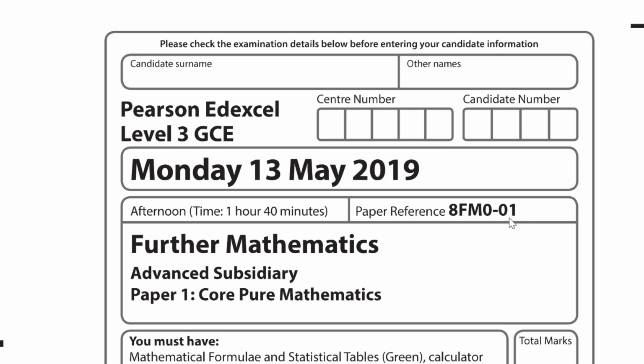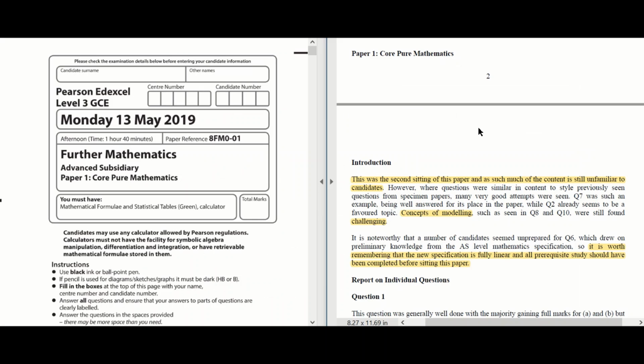Hi guys, this is the EdExcel AS level further maths paper 1 covering the core pure content, and it's from the June 2019 series. Examiner report wise, this 2019 paper was the second sitting of the AS papers. Obviously the first sitting was the 2018 papers. A lot of the content was quite unfamiliar to people, especially modelling questions. A lot of candidates found those questions to be quite challenging.